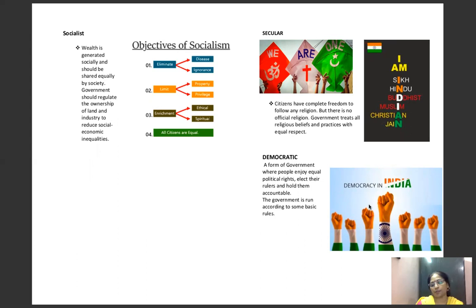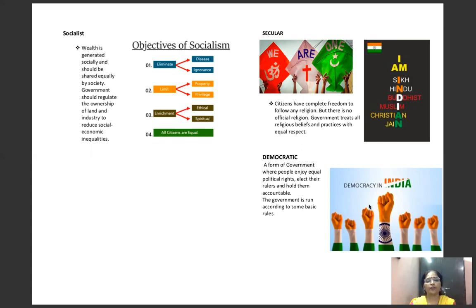Objectives of socialism, as we know, we have already done in a history chapter, that is socialism in Europe. We understand that socialism means to eliminate any kind of disease and ignorance. Equality calls for equal status for everybody. There should be a limit to property and privilege. It should not be concentrated in the hands of only a few people.